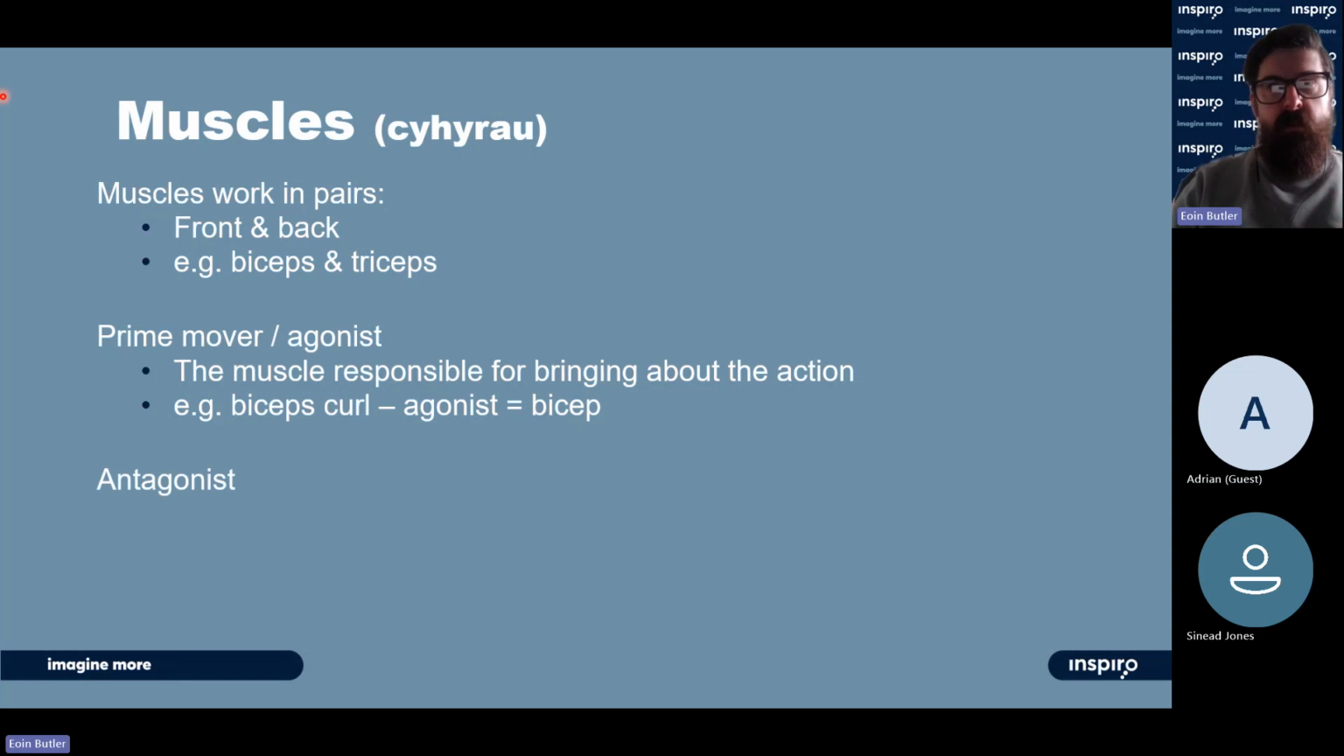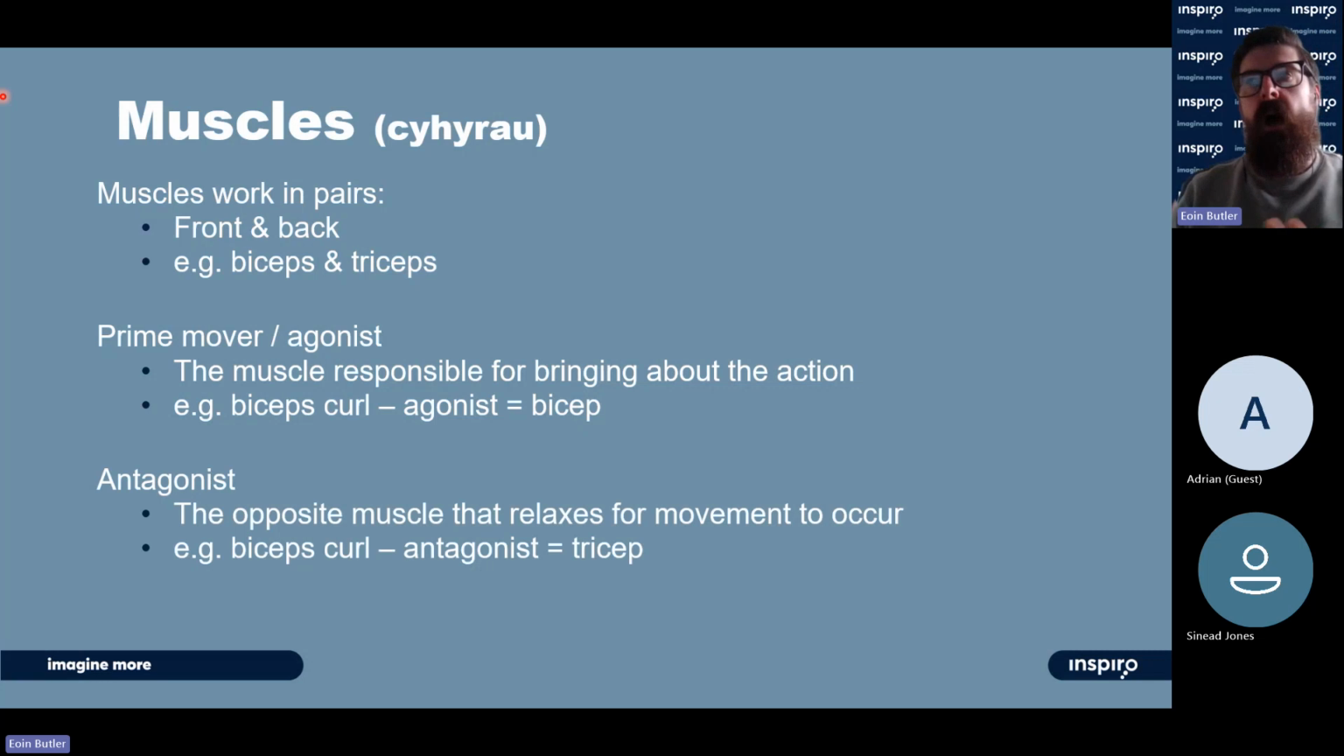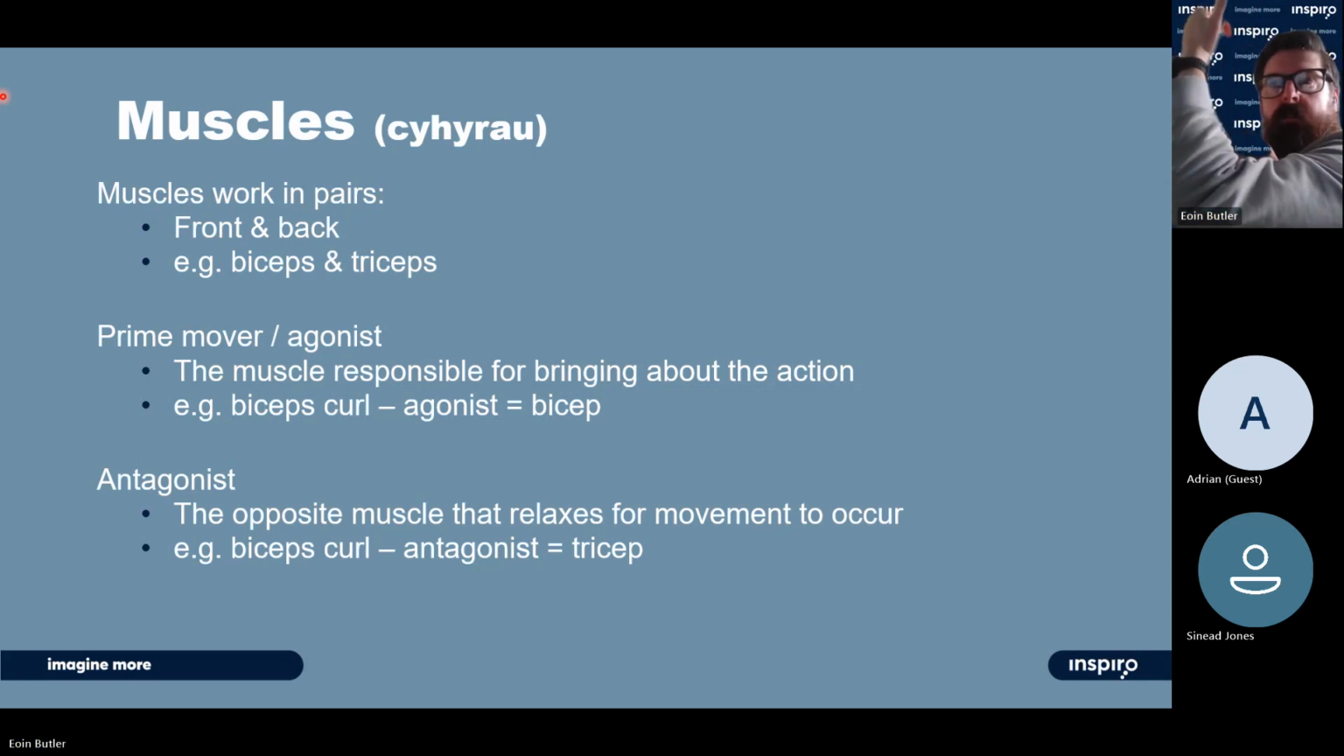So our next one that we're looking at is the antagonist muscle. The antagonist muscle is the opposite muscle that relaxes for movement to occur. So in our bicep curl, as we contract the bicep, the tricep will relax, allowing my bicep to contract. So my antagonist is the tricep.